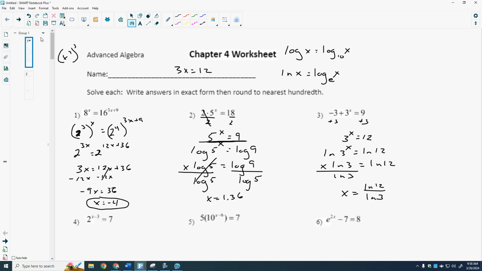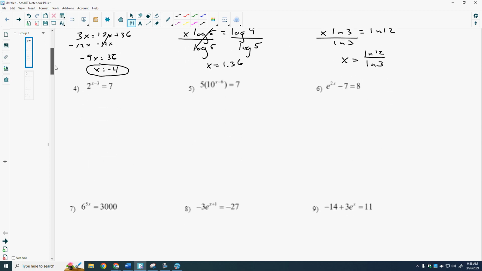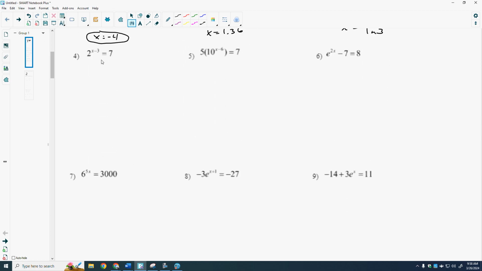Okay, question number 4. It is already isolated, so I'm going to simply take the log of both sides. I'm going to bring the exponent down in front, and you need parentheses. That entire exponent is being multiplied by the log of 2, not just the negative 3. It's the entire exponent. So I need the exponents to be in parentheses.